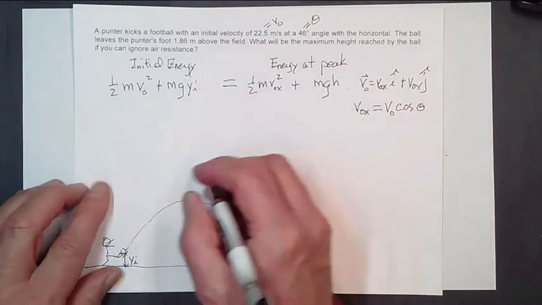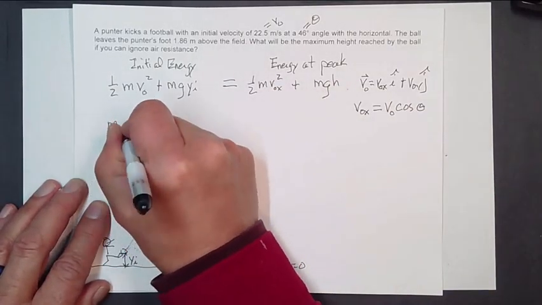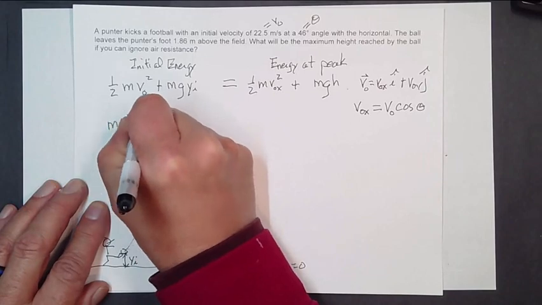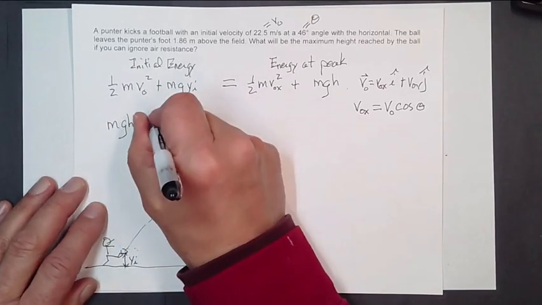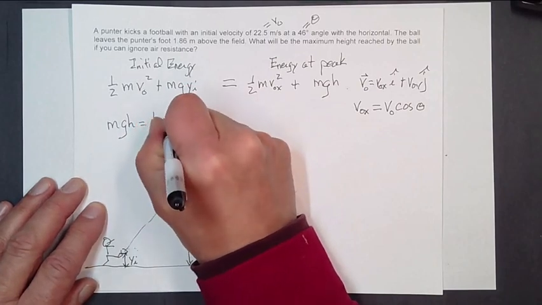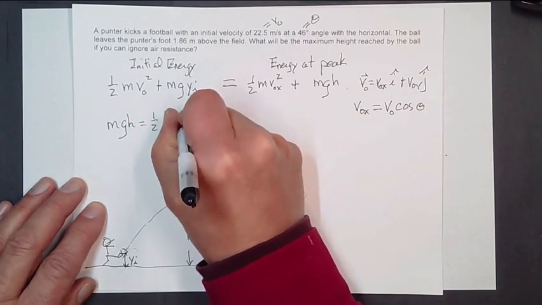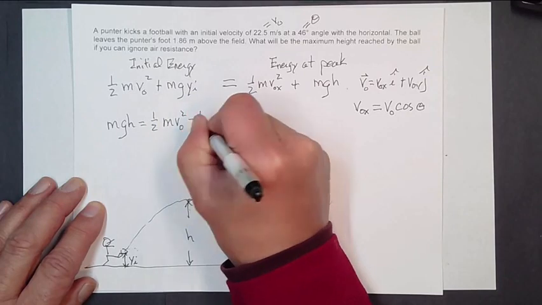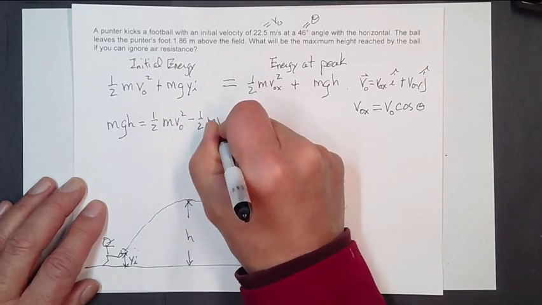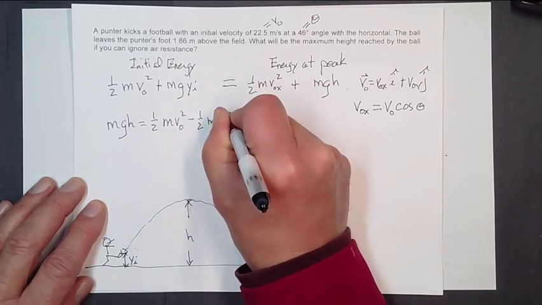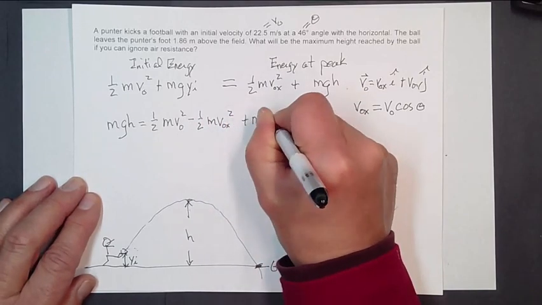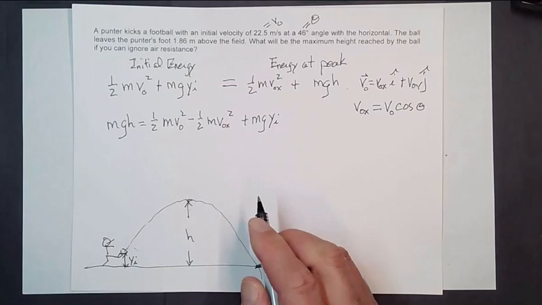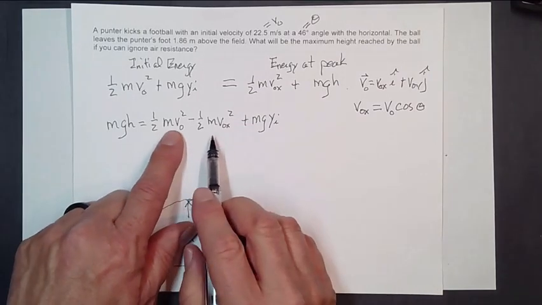I'm going to swap sides with these things. mgh will equal, I'm going to subtract this from both sides. So I'll have 1/2 m v naught squared minus 1/2 m v naught x squared plus mg y initial. Okay, now can I simplify that thing?